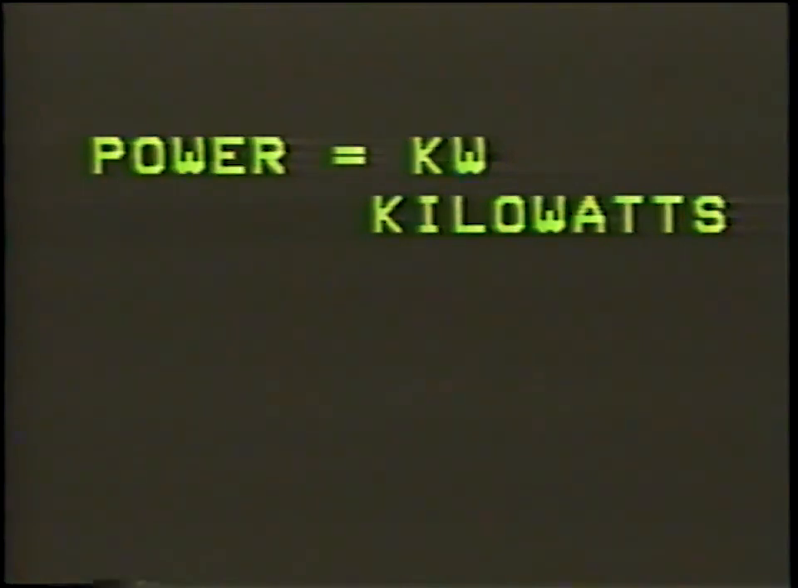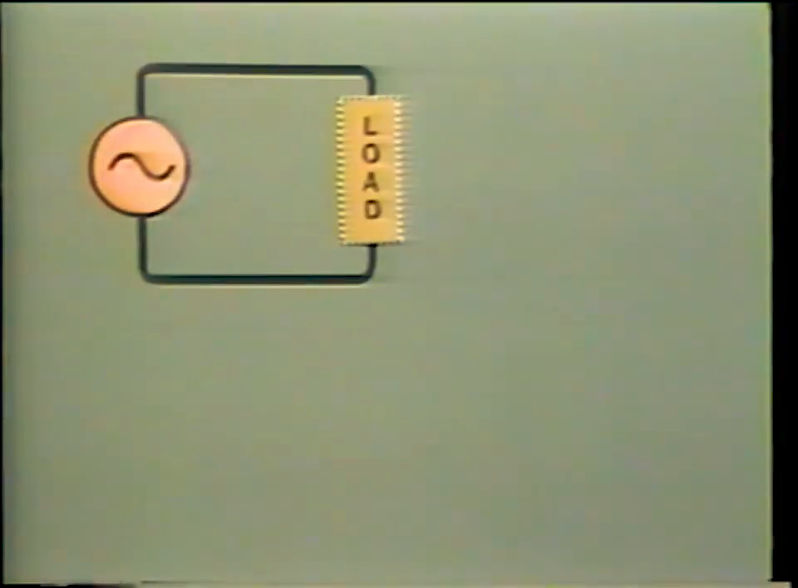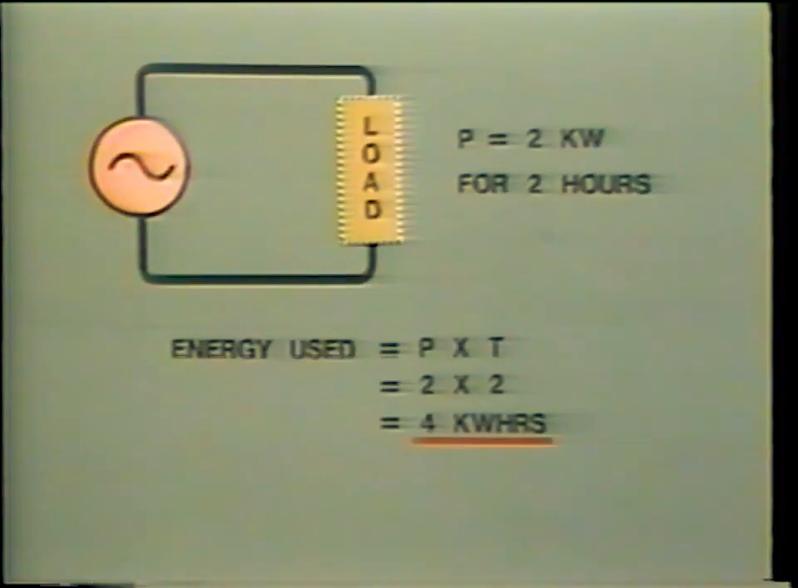While on this subject of power, let us talk for a moment about the difference between power and energy. Electric power is measured in kilowatt, and energy is measured in kilowatt hours. For example, if a load consumes 2 kilowatt for 2 hours, then the energy used by the load is 4 kilowatt hour. Electric utility companies usually bill their customers in terms of the energy used, that is in kilowatt hour.